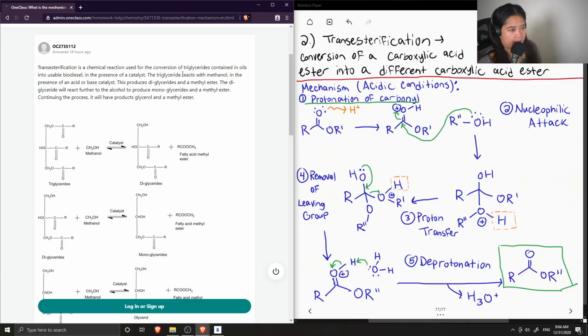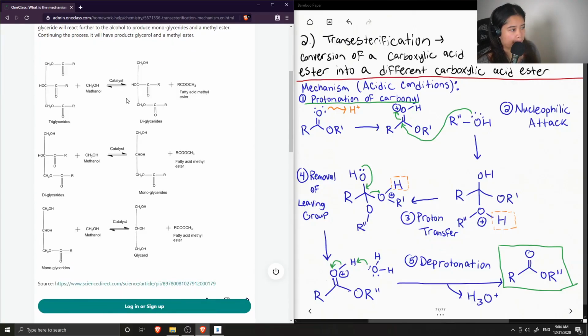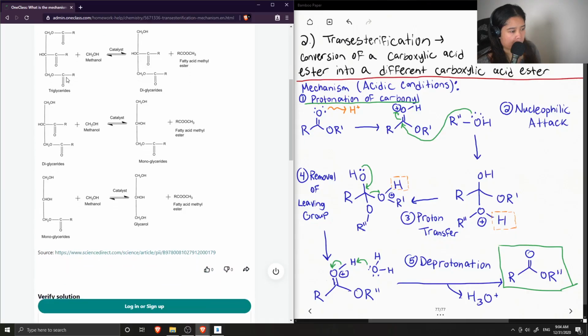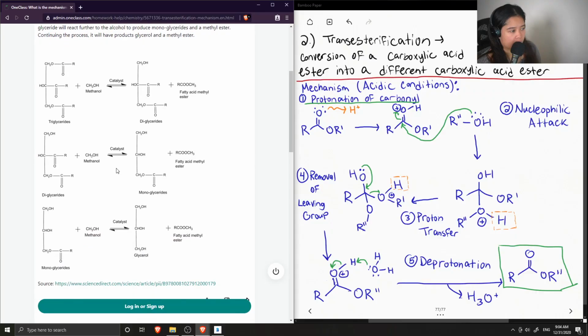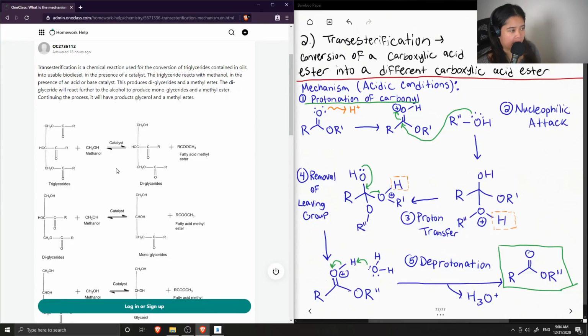The triglyceride reacts with methanol in the presence of an acid or base catalyst. This produces diglycerides and methyl ester. The diglyceride will react further with the alcohol to produce monoglycerides and a methyl ester. Continuing the process, it would have the products glycerol and a methyl ester. Okay. So they pretty much show a reaction scheme of the conversion of triglycerides.